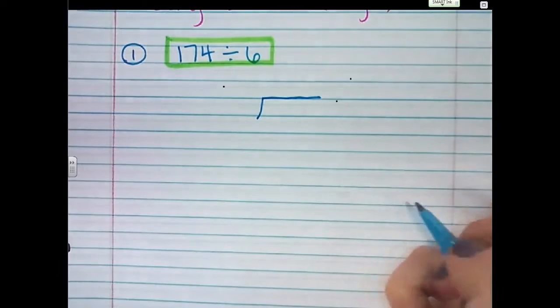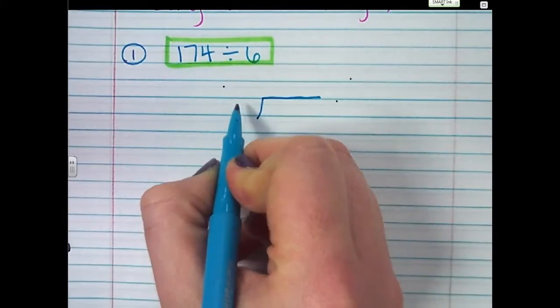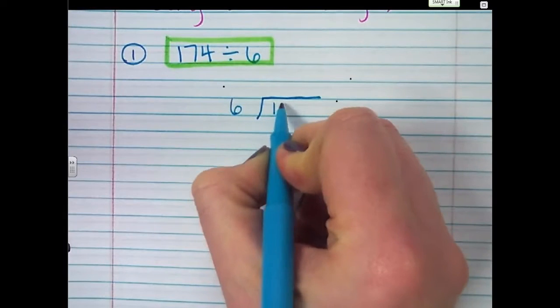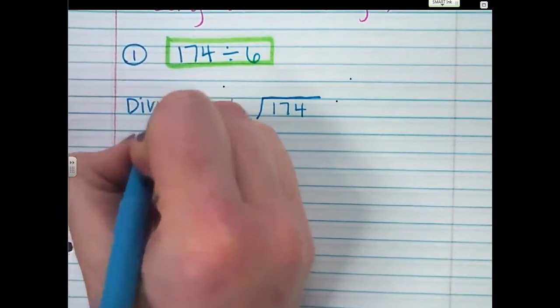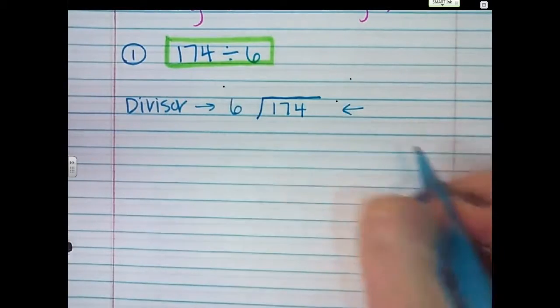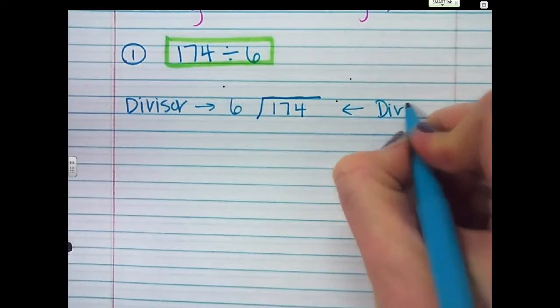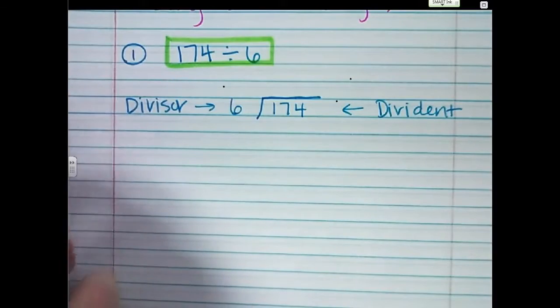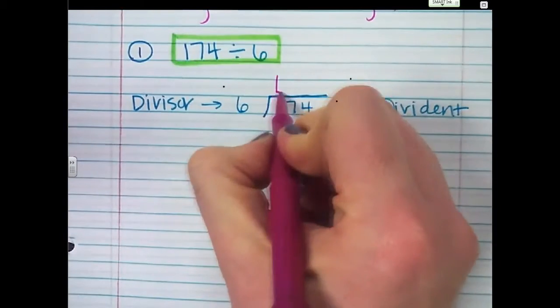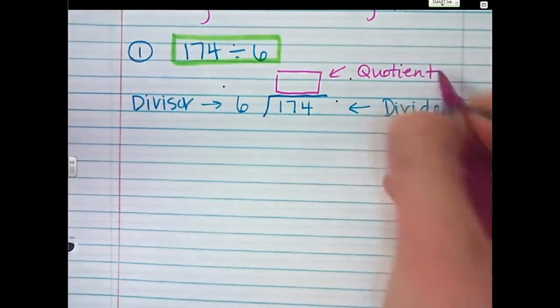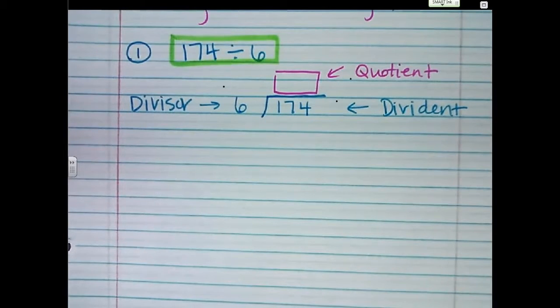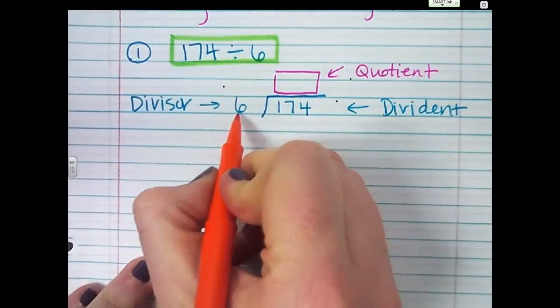We'll see if this comes back to you. What goes on the outside? 6. And on the inside? 174. So this is called the divisor. This is called the dividend. And your answer, you know what the answer is called that we're going to get? Quotient. That's an O. Quotient. I know it might seem silly, but it's going to help you when we get to the other division.